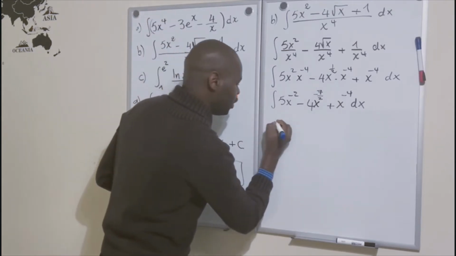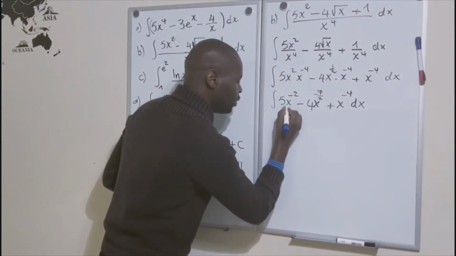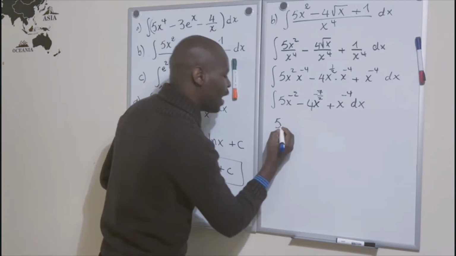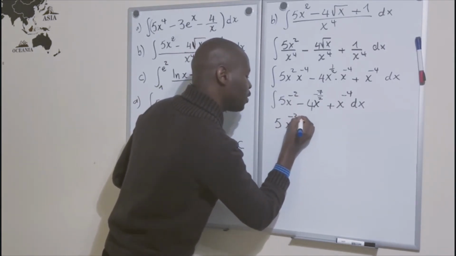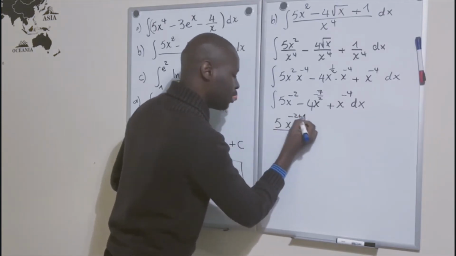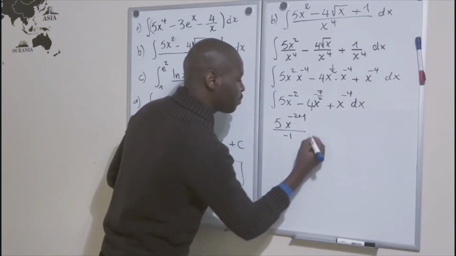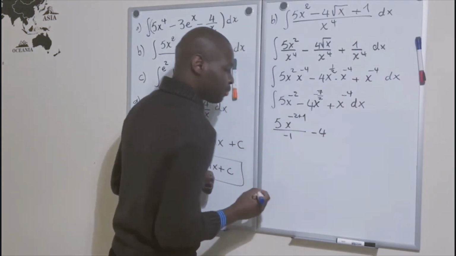So let's go ahead and do this. Again, we just add 1 and divide by whatever total we have here. So it's x to the minus 2 plus 1, divided by minus 2 plus 1, which is just minus 1, minus 4.